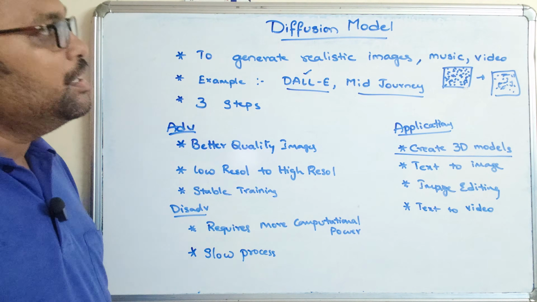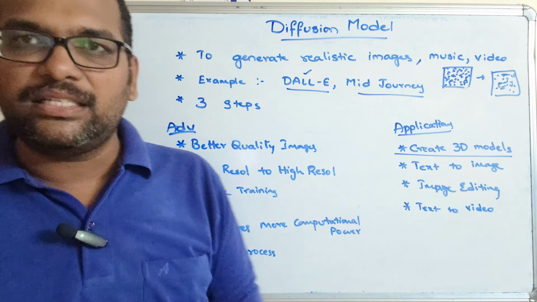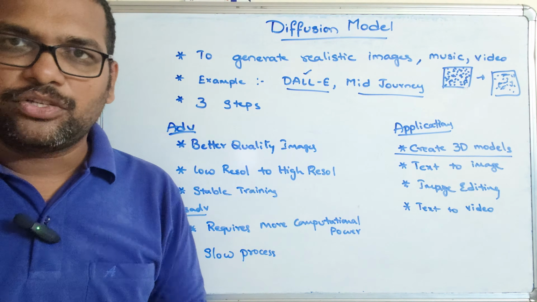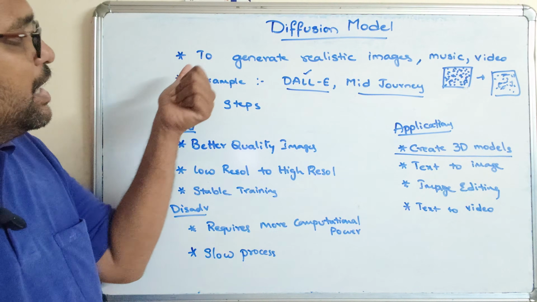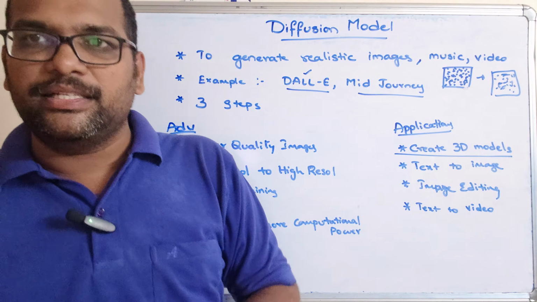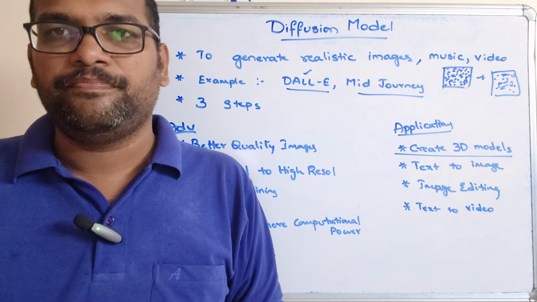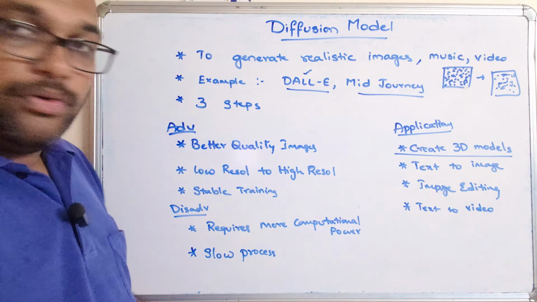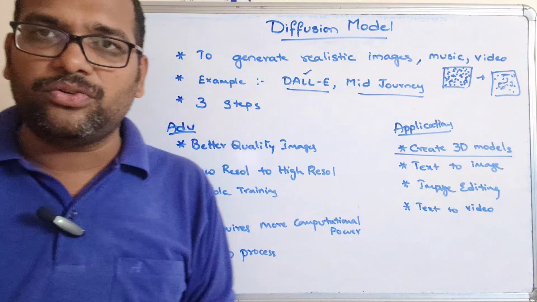So this is how the diffusion model works to generate images. Once again I'm repeating the definition: it will generate realistic images by removing the noise from the images. Okay, I'll stop here and hope you understood this.